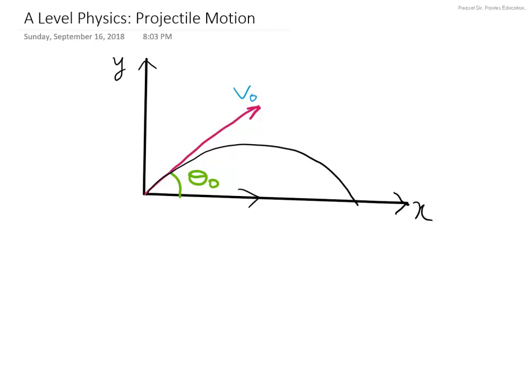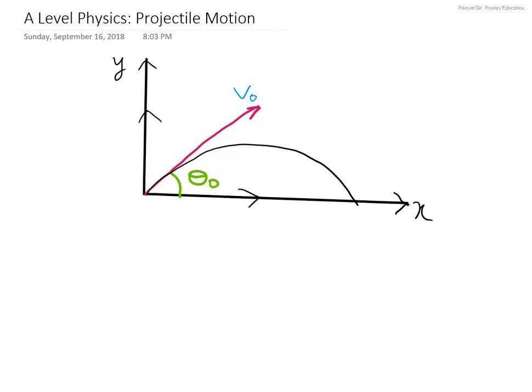It has velocity in two directions. One is a velocity in the x direction. This v0 has a component in the x direction and in the y direction. So when it is traveling, it will travel in the x direction as well as the y direction because it has two components. Let us see what the components are.